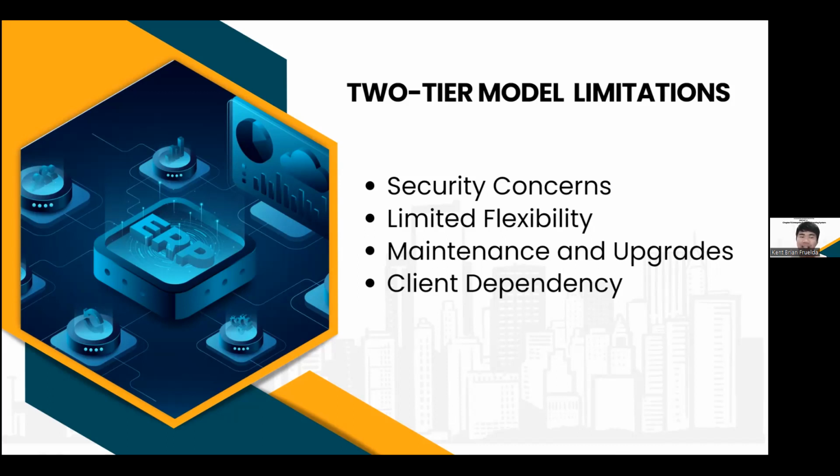And of course, we have the client dependency. If we say client dependence, the performance and functionality of the client application significantly impacts the user experience, making its optimization crucial. In summary, the two-tier model of ERP system configurations is chosen for its simplicity, performance benefits, and reduced network traffic. However, it's important to carefully consider the specific needs of the ERP system and the organization's requirements before adopting this architecture.